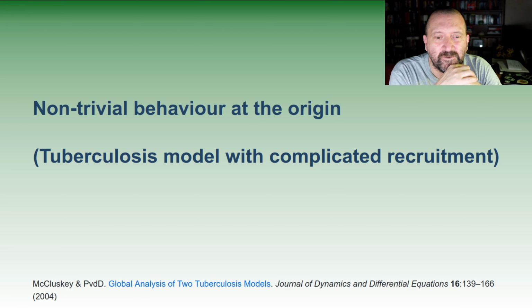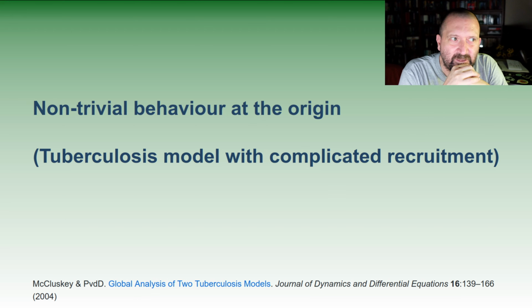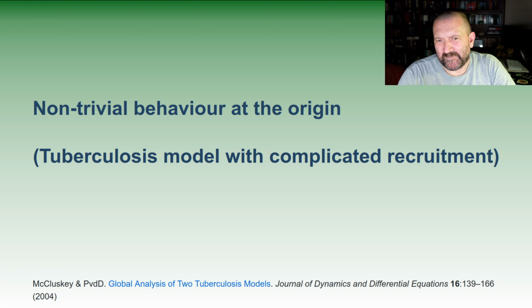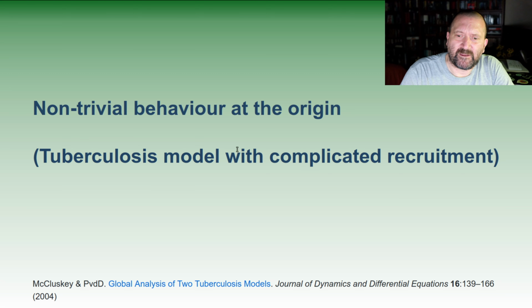Now let me show you a model of McCluskey and Andrisha. In this case, it's something that I've mentioned in the analysis practicum. What happens when things are a bit messy at the origin? So this is going to be a tuberculosis model, but the recruitment is going to be a little complicated.